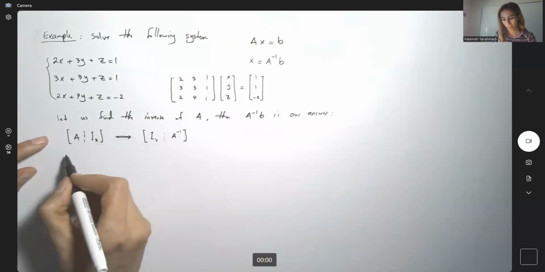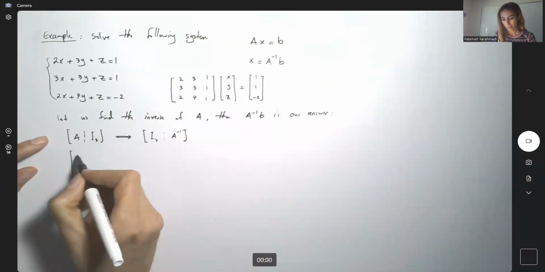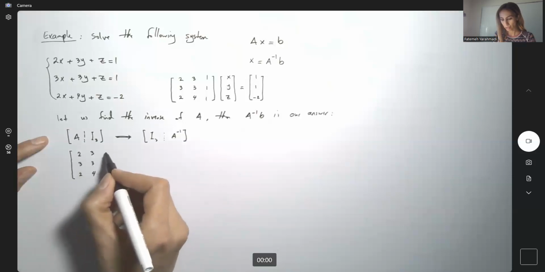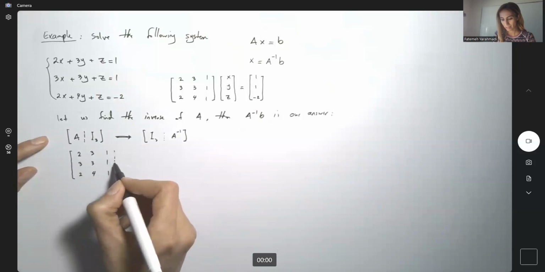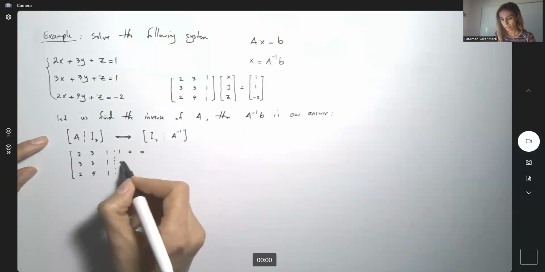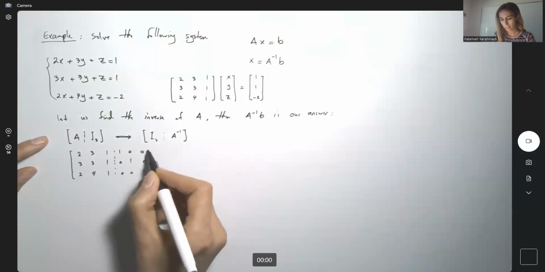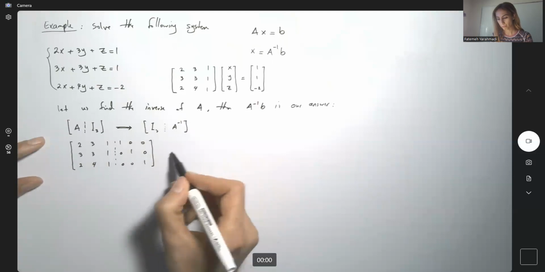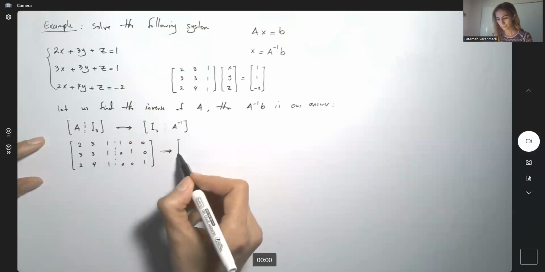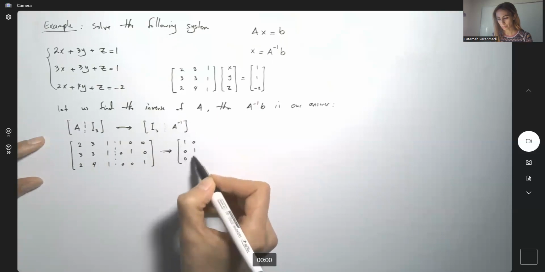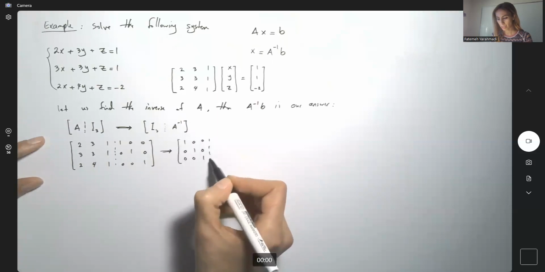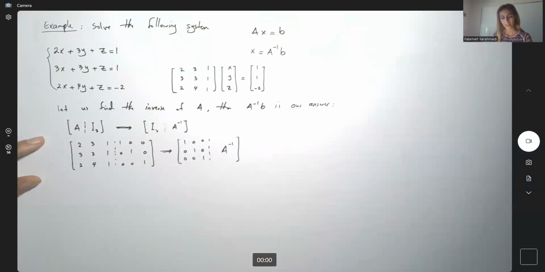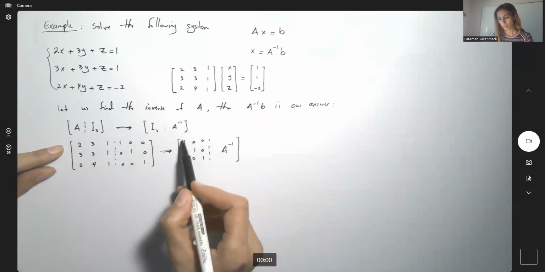Step by step, let us form the adjoining matrix: 2, 3, 2; 3, 3, 4; 1, 1, 1. Just try to be careful about the algebra process. Next to it: 1, 0, 0; 0, 1, 0; 0, 0, 1. So we're going to convert this into the form that we actually have: I3 on the left, and some elements here, which is eventually going to be the inverse matrix.